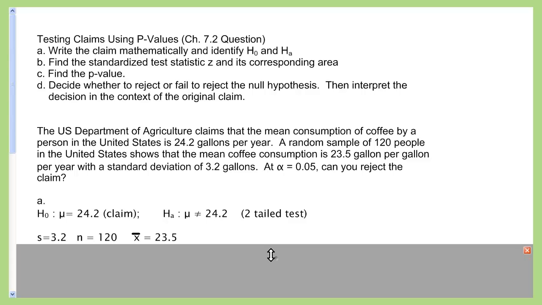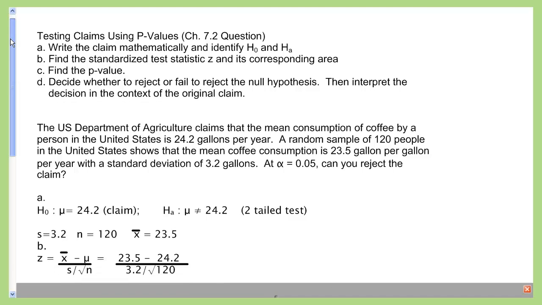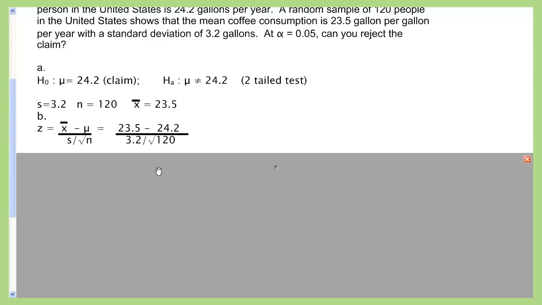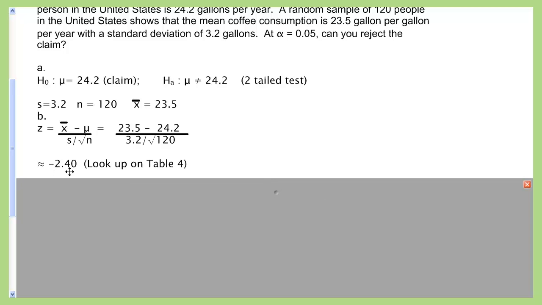Your standard deviation was 3.2, and there were 120 people in the sample, and your mean was 23.5. So here's your formula that you're going to look at. And so you're just going to substitute those numbers into this formula. So the mean is 23.5 minus your claim, which is 24.2, over the standard deviation, 3.2, divided by the square root of 120, which is the number in your sample. And if you divide this out, you'll get negative 2.40.